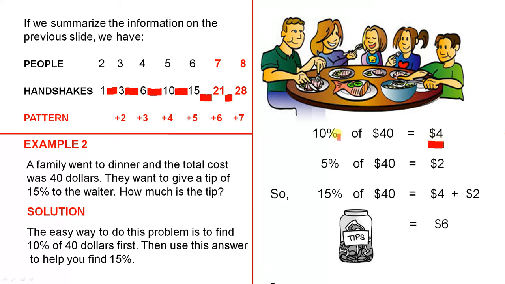That's pretty easy. Finding 10% is easy. We know that 10%, or 1/10 of 40, is 4. 4 tenths are 40. So 5% must be half that amount. If 10% is 4, then 5% must be 2. So 15% of $40, because you got 10% plus 5%, is $4 plus $2, and that's $6.